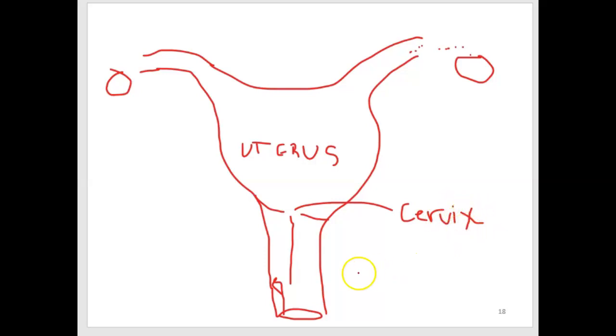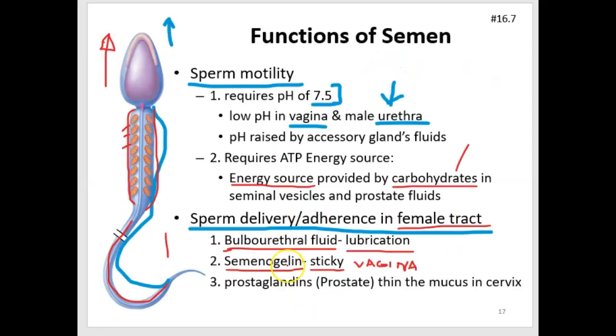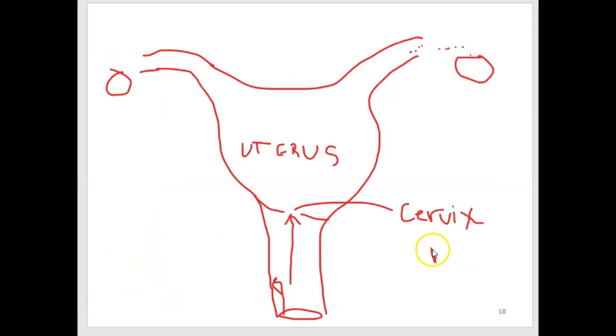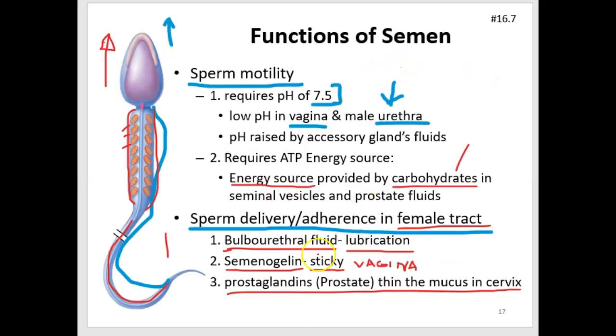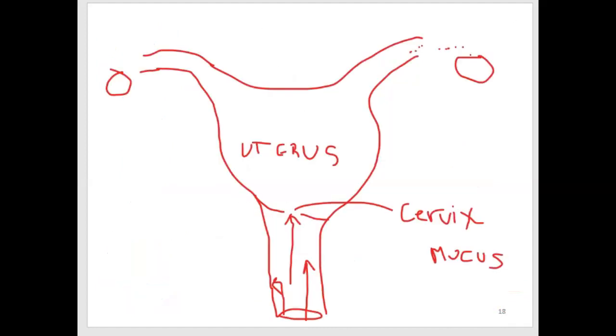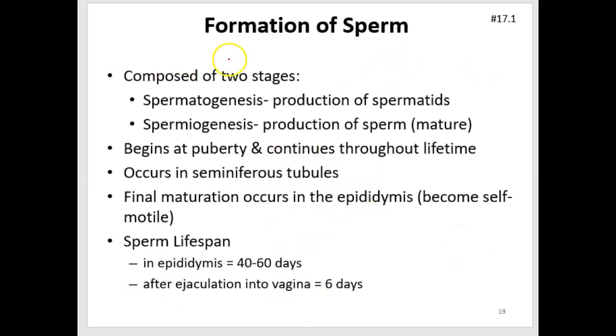It's just smooth muscle. But for the sperm to make it through there, it's important for these prostaglandins to thin the mucus that's located in that region. So the cervix contains mucus that protects the uterus from any bacteria that might come up through the vagina. But of course we want sperm to be able to get through. So the prostaglandins thin the mucus. Okay, that's most of the structure of the male reproductive tract.